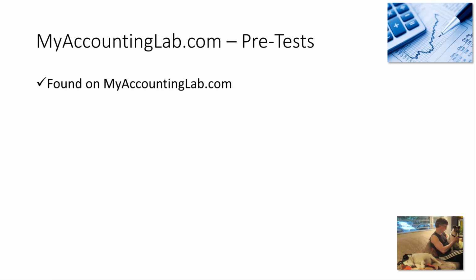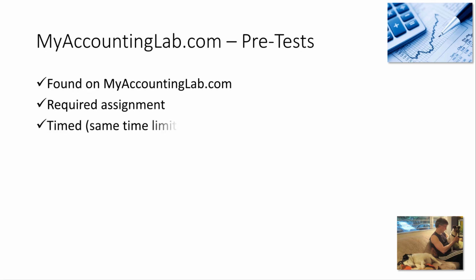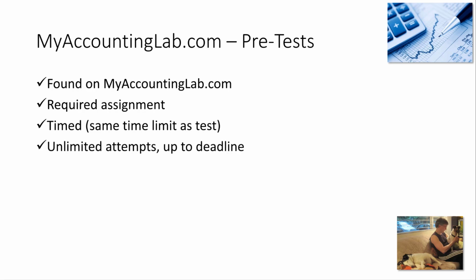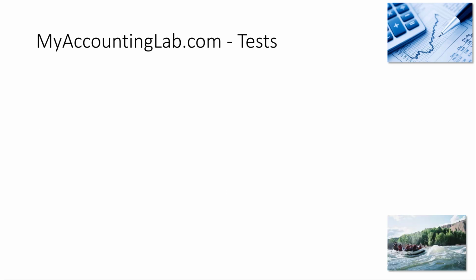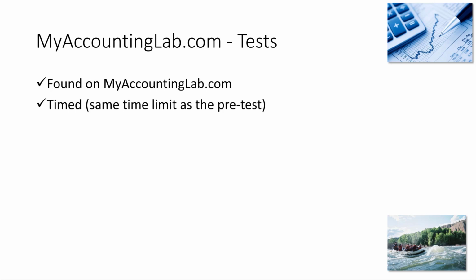Pre-tests are also found on MyAccountingLab. These are required assignments, and they are timed. The time limit is the same as the test. Just like the homework, there are unlimited attempts at the pre-test up until the deadline, and your highest score is recorded. Most pre-tests in this class have random questions from the homework assigned to them, so it's a good idea to take the pre-test more than once. Tests are also found on MyAccountingLab and are timed. And of course, there is only one attempt per test.